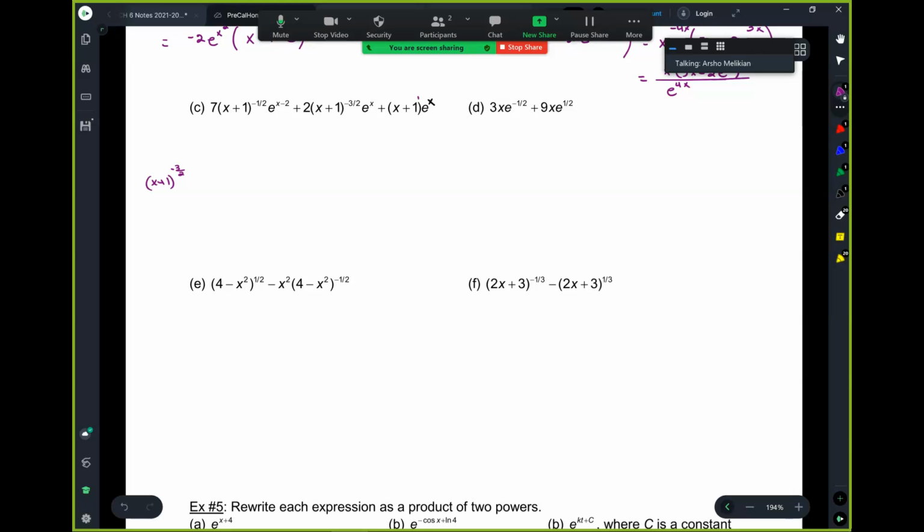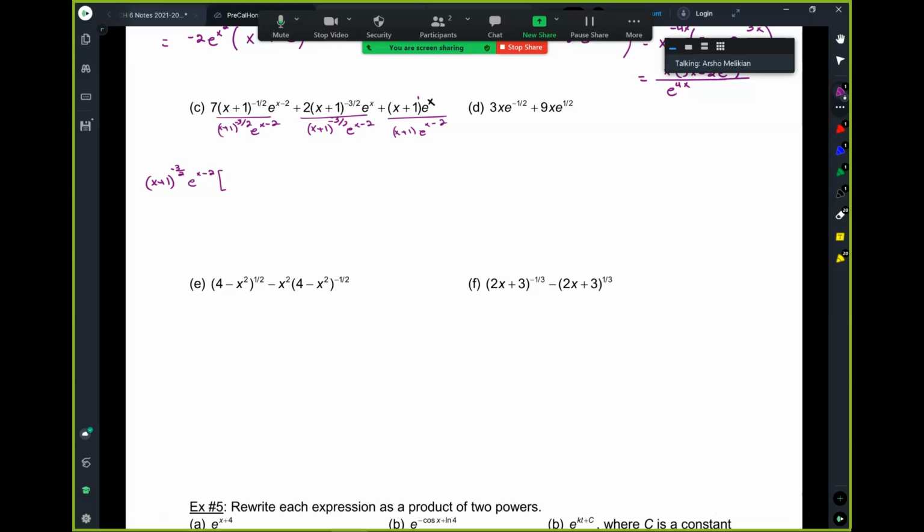Now what about the e's? I have e to the x minus 2, e to the x, e to the x. So which one's smaller? X minus 2. So that's what I'm going to factor out. So again, that just means dividing by this term. I'm going to divide each of these by that: x plus 1 to the negative 3 over 2, e to the x minus 2. You don't have to write it every single time. I like to in the beginning, just so we all see what it is that we're doing. Okay? So it's less abstract.